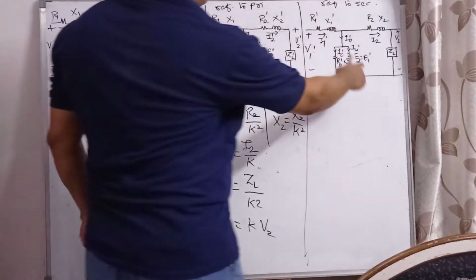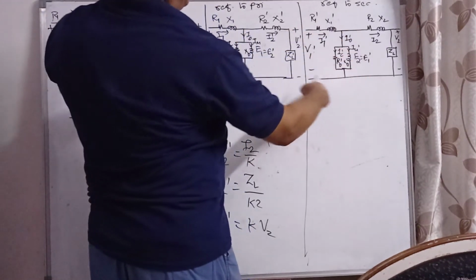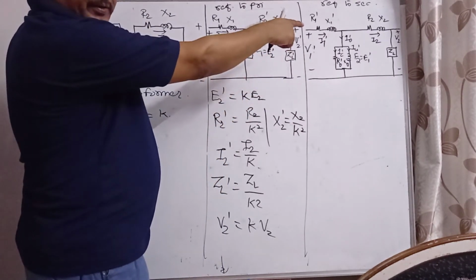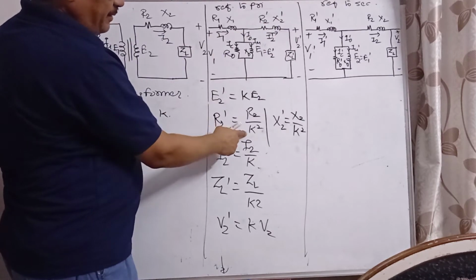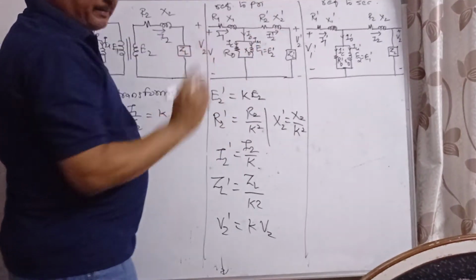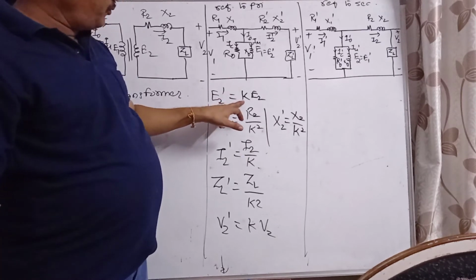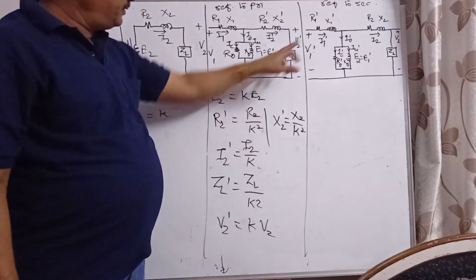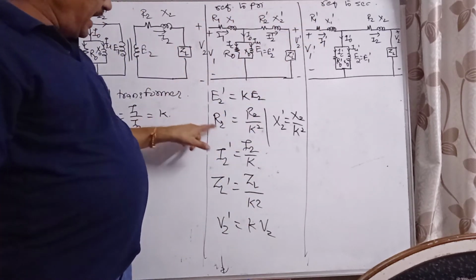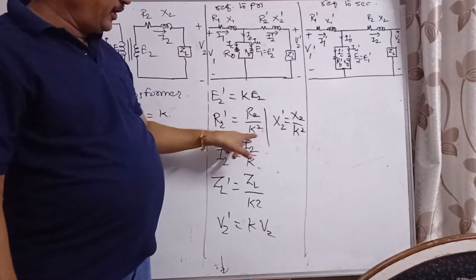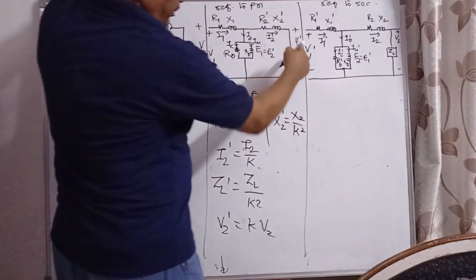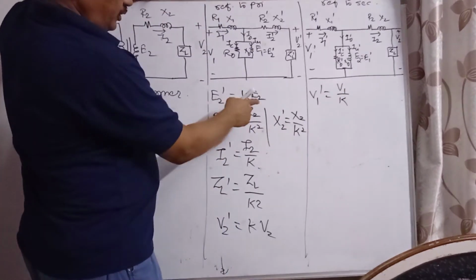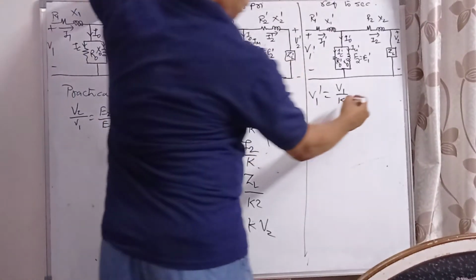Now to this side, we have to define these 10 parameters. Here voltages are multiplied by K, there it will be divided by K. Here impedances are divided by K square, there it will be multiplied by K square. Exactly opposite. Now for voltages E2 and V2 are multiplied by K. Here they will be divided by K, and R and X are divided by K square, there it will be multiplied by K square. So V1 dash, V1 upon K, voltages here it has multiplied, it will be divided.